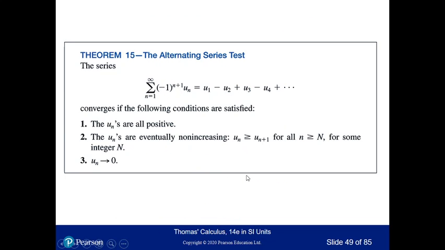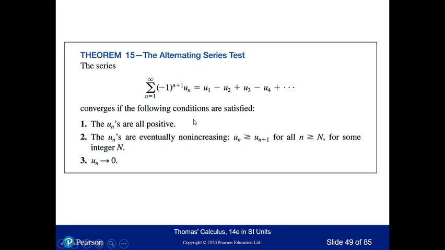If we have such a series which is alternating, which means it is positive, negative, positive, negative, positive, negative, how am I going to decide whether this is convergent or not? And this theorem actually answers that. So it says that this alternating series is going to be convergent if the following conditions are satisfied.